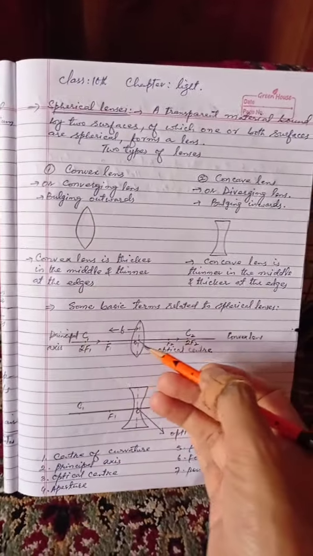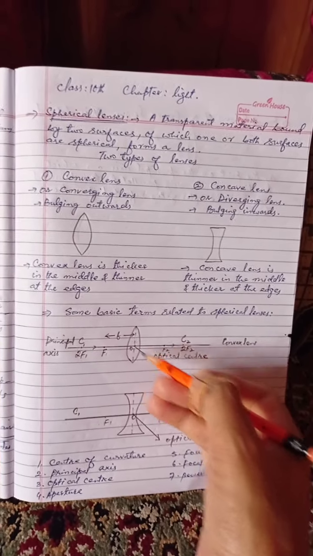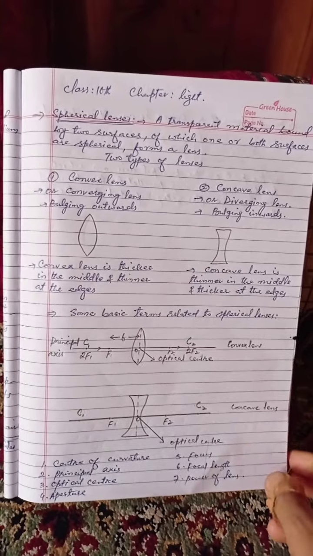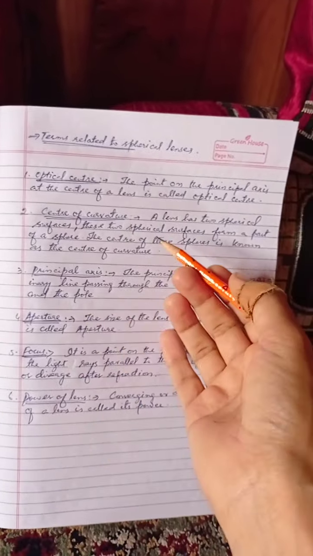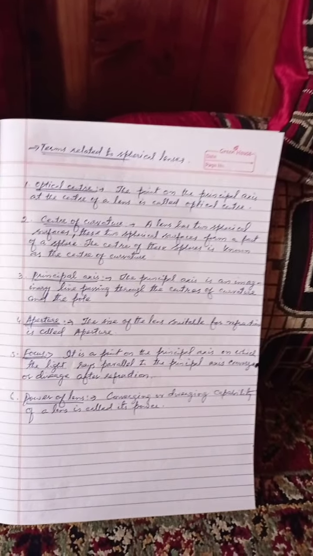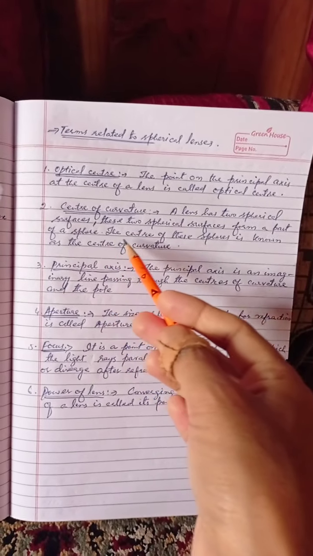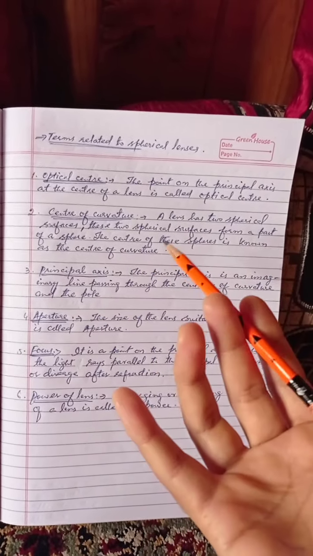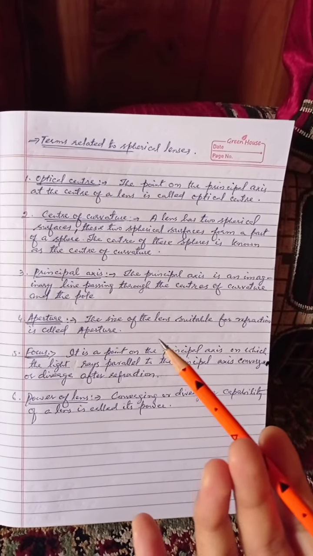I would like to show you that here through the diagram. This point, this very point here, is termed as optical center. The center point of the lens. You got it here? Now, center of curvature, as you are well aware about the center of curvature with respect to spherical mirrors. Similarly, a lens has two spherical surfaces. These two spherical surfaces form a part of a sphere, and the center of these spheres is known as center of curvature.